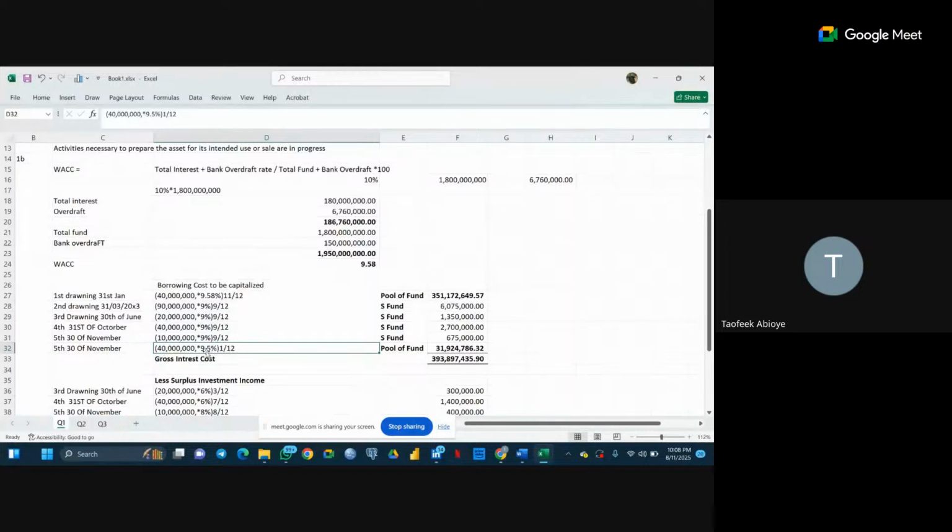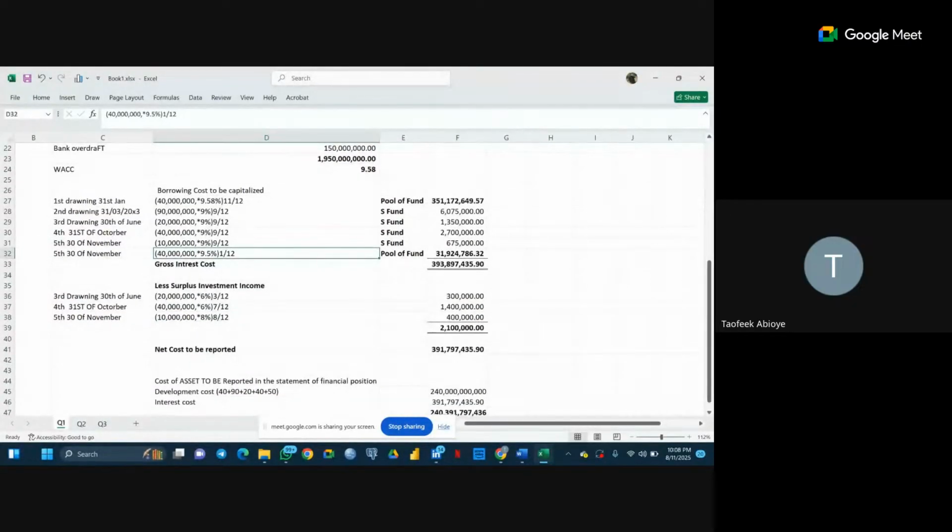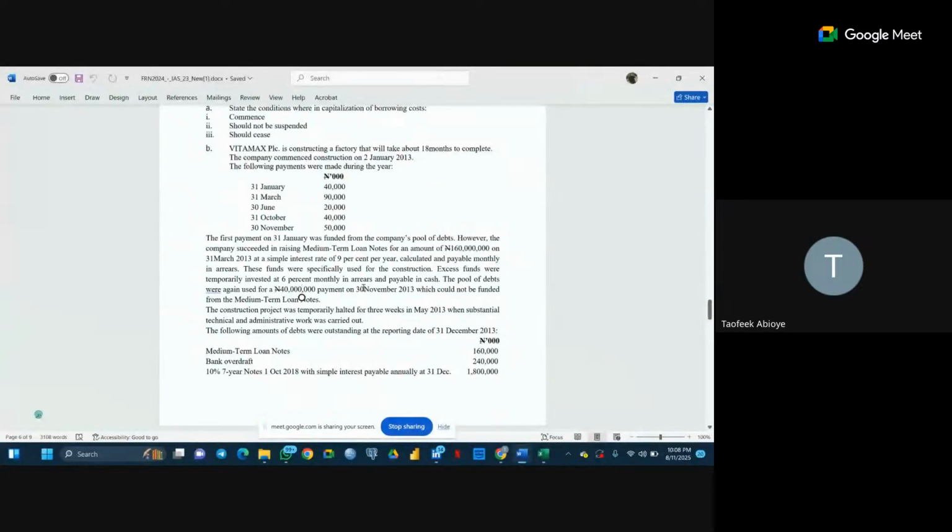And this is the last drawing from the pool of funds. We are told about this specifically from the question that on November 30, another 40 million was being withdrawn from the pool of funds at the rate of 9.5%, which is the percentage that we calculated using our WACC. So this surplus investment explains to us that it's possible that if the company borrows a particular fund, either from the pool of fund or from a specific fund, the company will not use the total fund at a go.